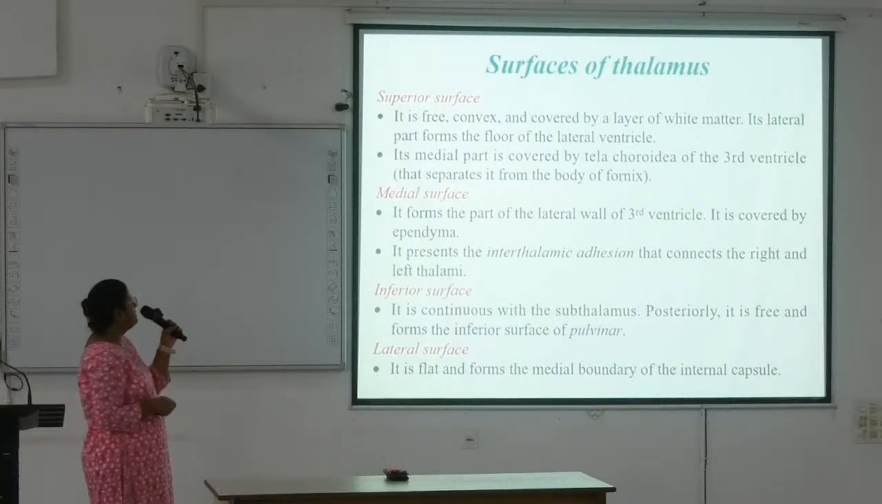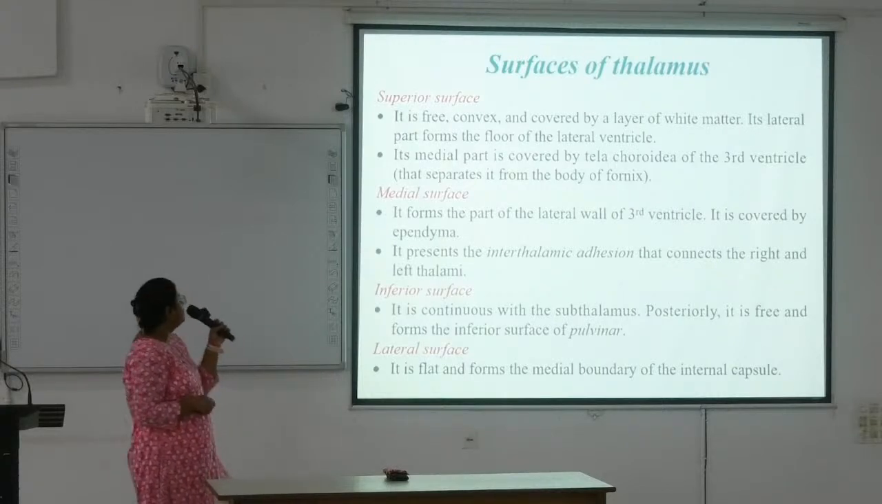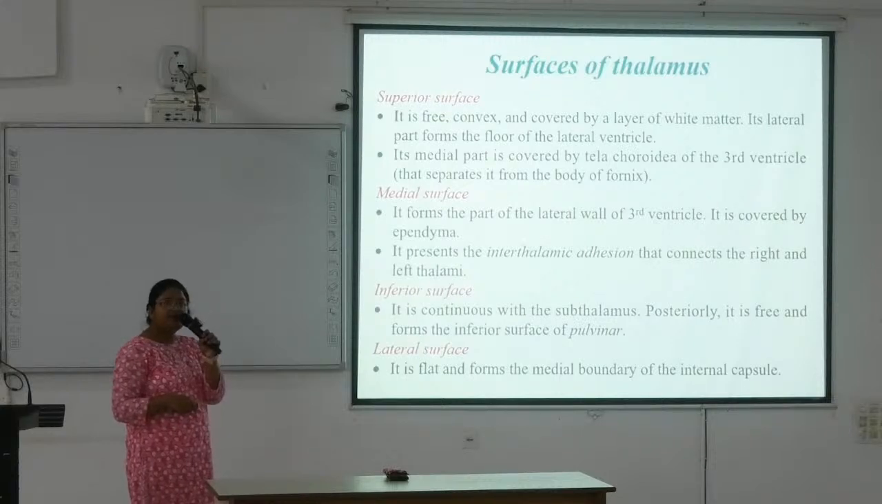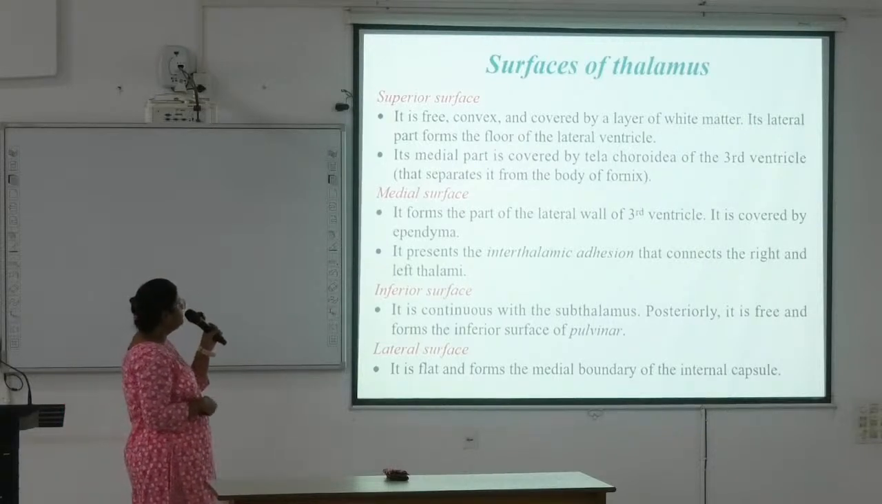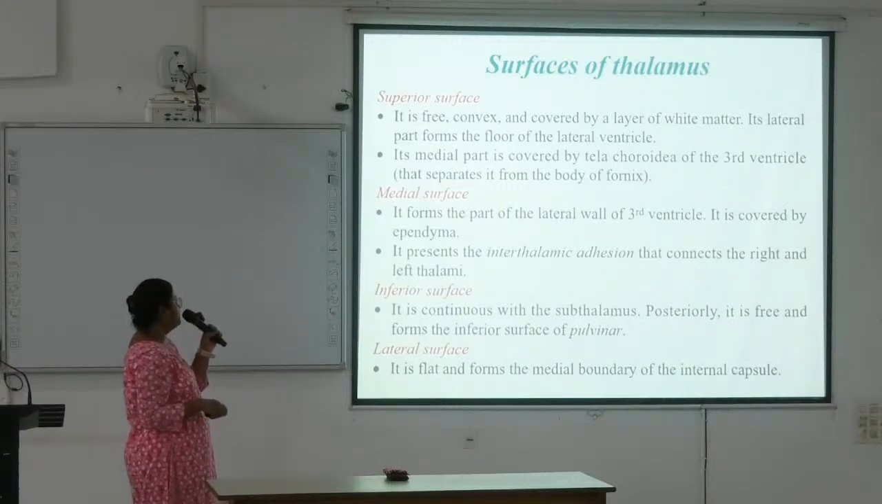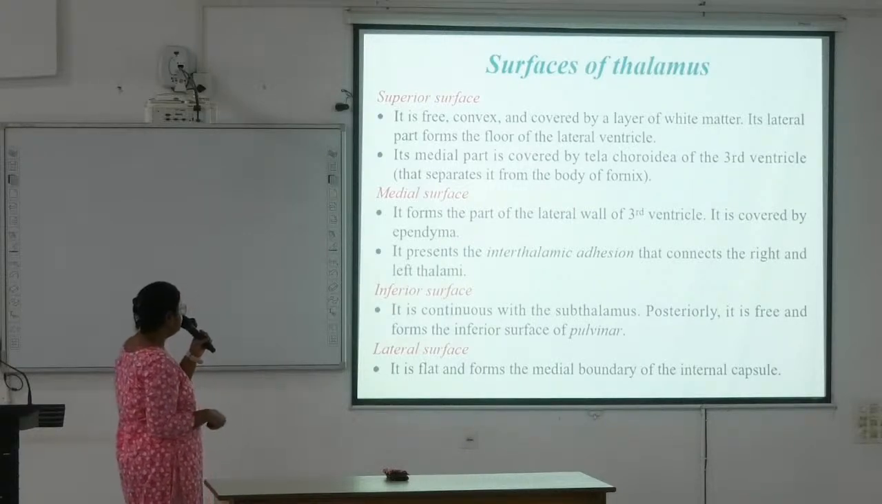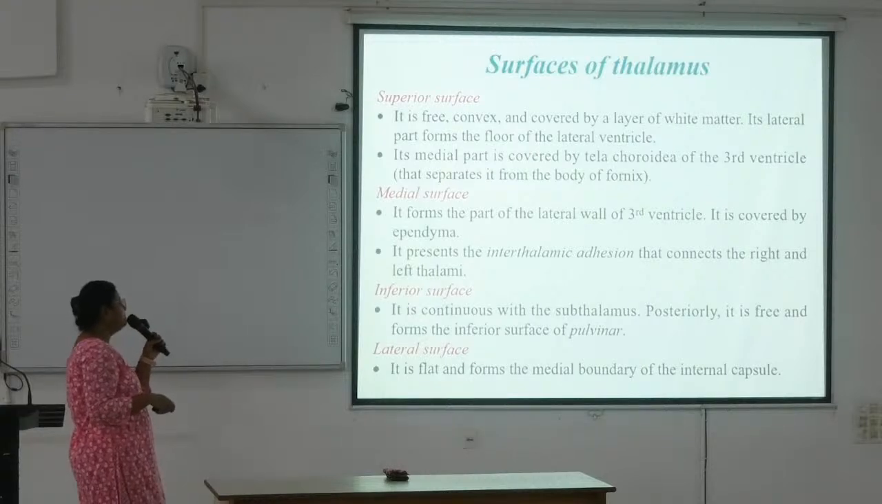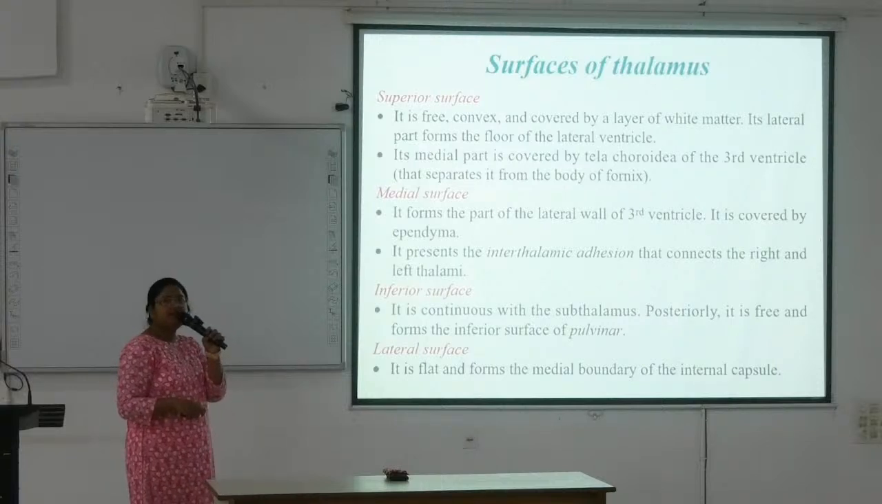Now medial surface, it forms the part of lateral wall of third ventricle covered by ependyma, and it presents the interthalamic adhesion that connects right and left thalami. Okay, so two medial surfaces of the thalami are connected by interthalamic adhesion. Next is inferior surface. It is continuous with subthalamus, and posteriorly it is free and forms the inferior surface of the pulvinar. Next is lateral surface. It is flat, forms the medial boundary of the internal capsule. So these are the four surfaces of the thalamus.